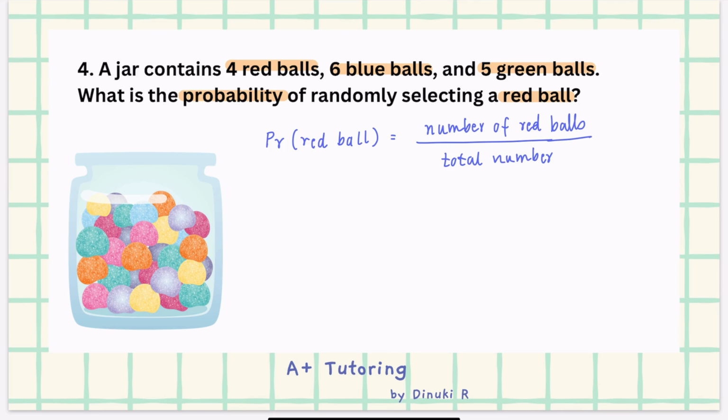We have 4 plus 6 plus 5, right? So how many red do we have? We've got 4. And then the total is 4 plus 6 plus 5, which means it's 4 over 15. So that's the probability of choosing a red one. Too easy. Next question.